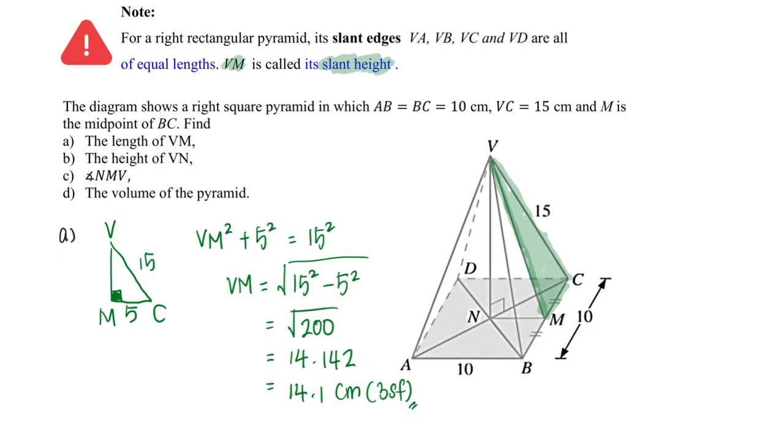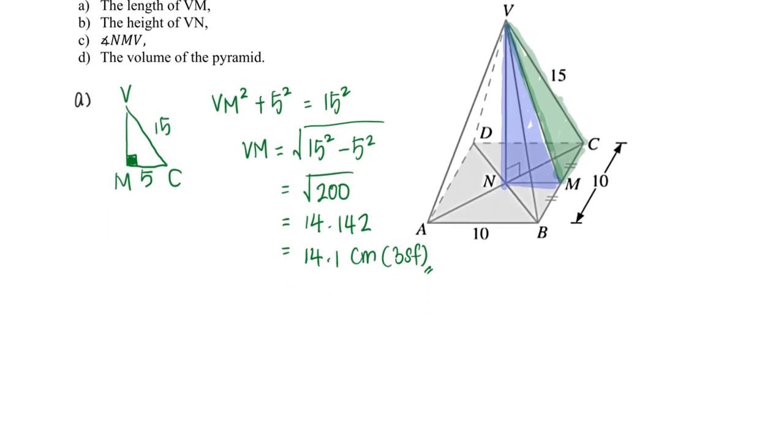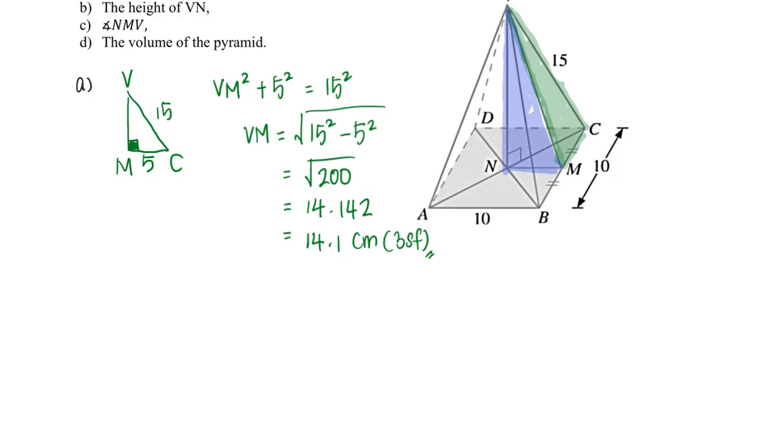For part B, find the height VN. Okay, now I would like to turn our attention, since now we have VM, to this blue color triangle. And again, as I sketch this out for part B, do think about this V and M. What triangle could it be?